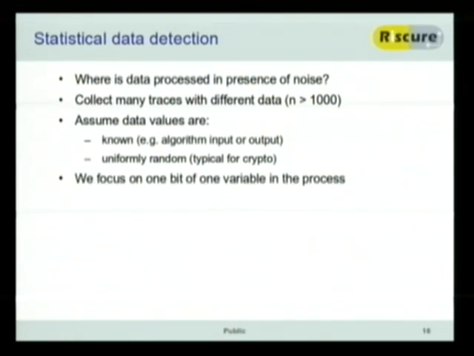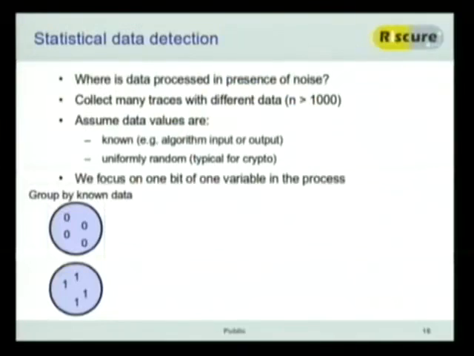What we're going to do is we're going to focus on one bit of one variable in the process. Now this sounds a bit complicated, but for now let's just presume we're looking at the first bit of the data block that we're sending as input. So it's either 0 or it's 1. So by looking at this bit, we can group all our measurements into two big bins. One where this first bit of input is set to 0, and one where it's been set to 1.